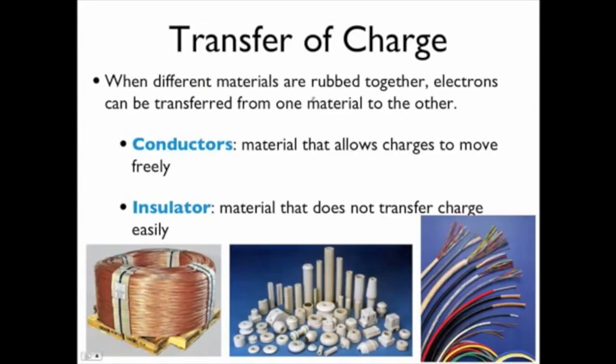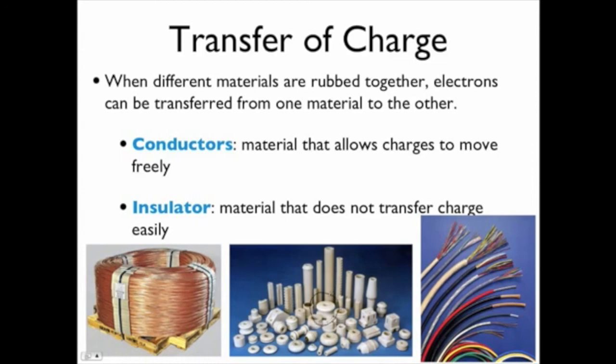So when different materials are rubbed together, you can actually transfer electrons from one material to the other. Conductors are materials that let charges move freely. These are metals. Metals are really good conductors. You see these wires are made of different metals, and then they actually cover them with plastic because plastic is an insulator. This is ceramic and plastic and styrofoam. All of those are insulators.